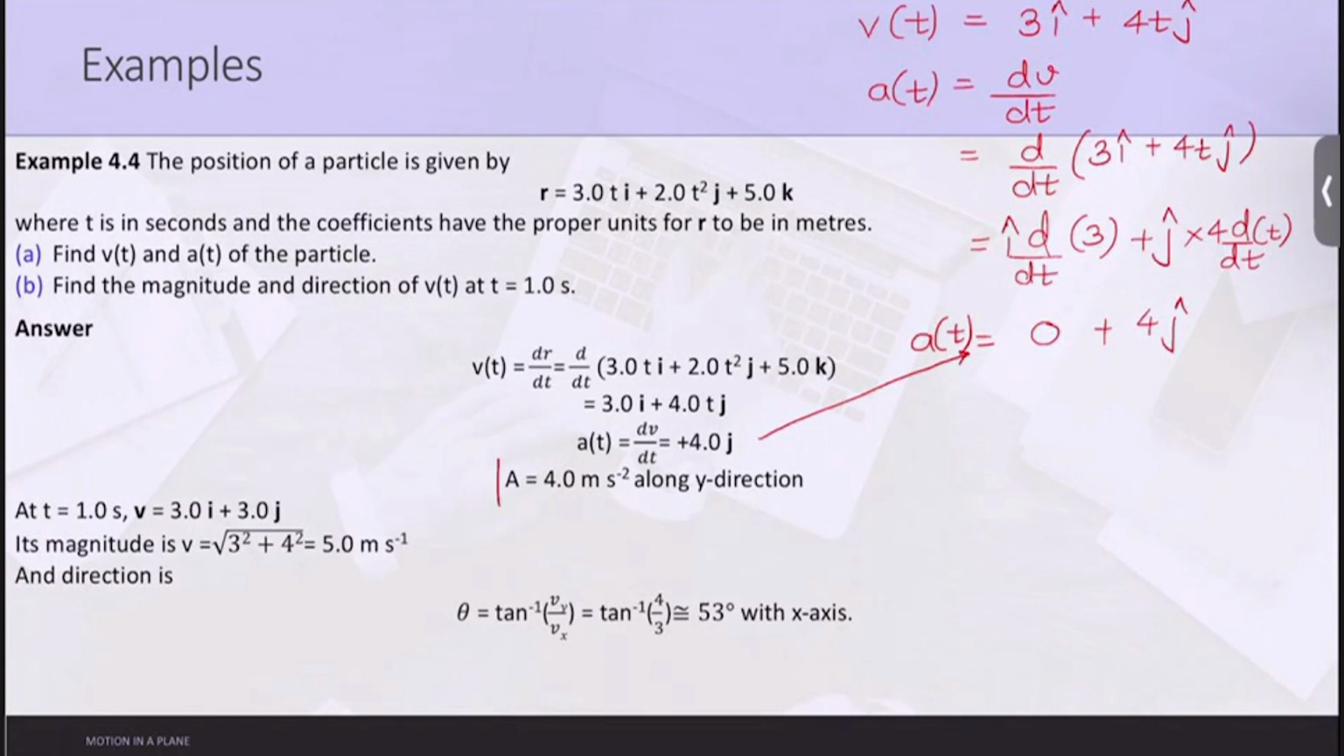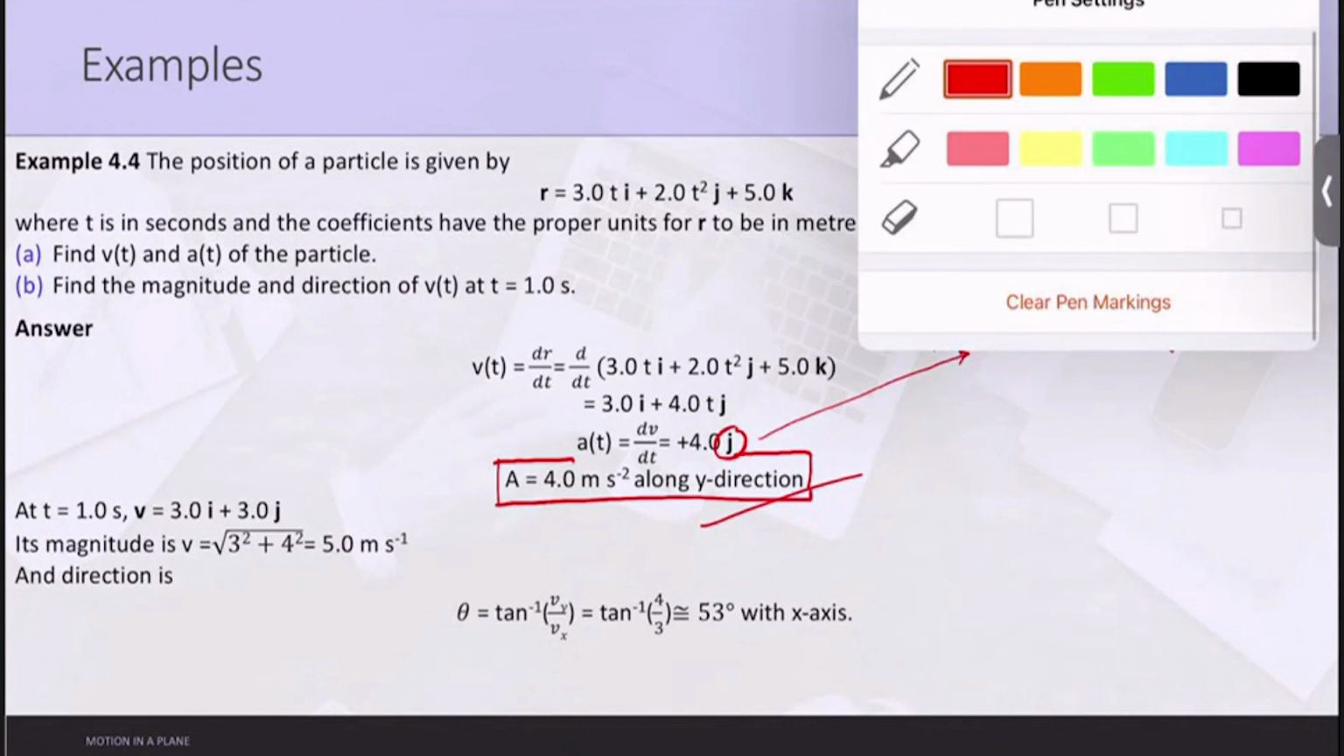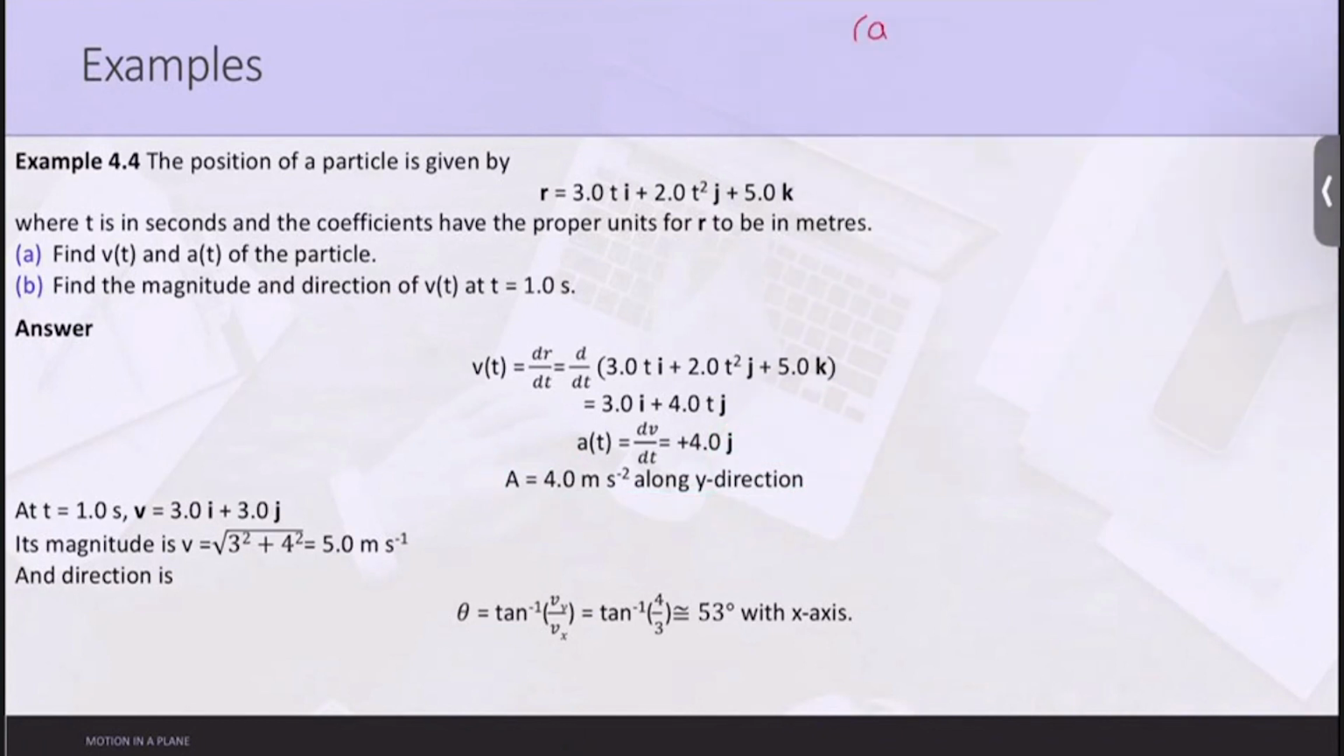Okay, so finally what we can say, as you can see clearly, is that the acceleration is always constant, which is equal to 4 along the y direction. Please remember, as it is only j cap, therefore acceleration is always constant, but it is along the y direction. Okay, so that was the first part of this question. So finally, what is the answer of the first part? The first part says that the velocity is nothing but equal to 3i cap plus 4t j cap, and acceleration is nothing but equal to plus 4j. Okay, therefore acceleration is equal to 4 meter per second square along the y direction.